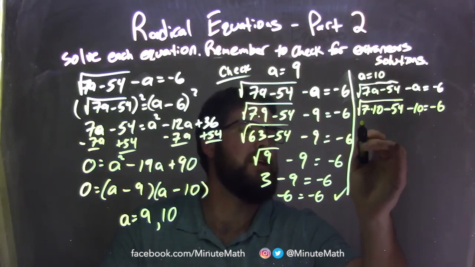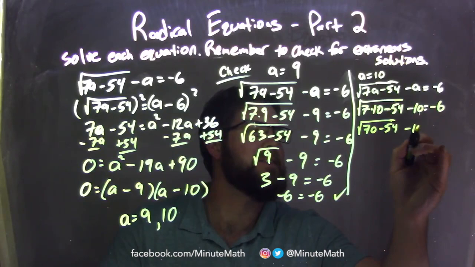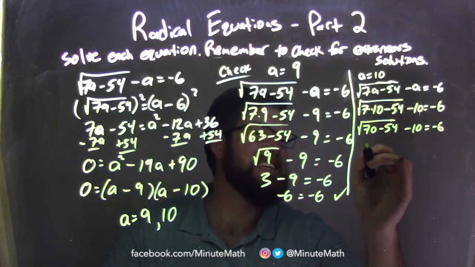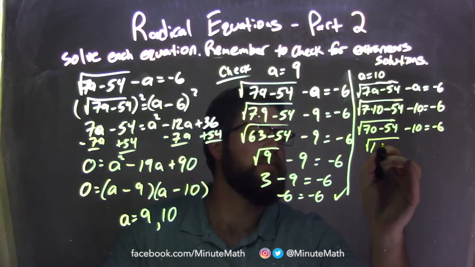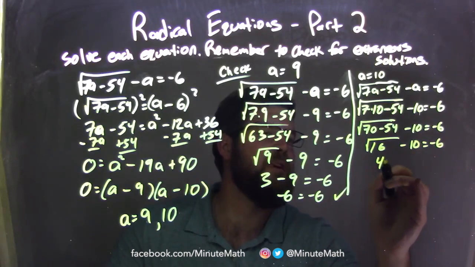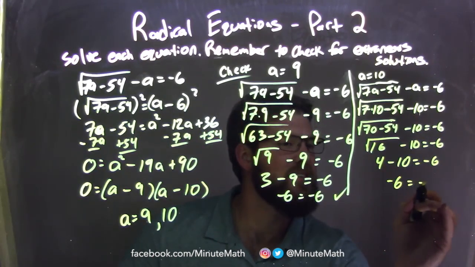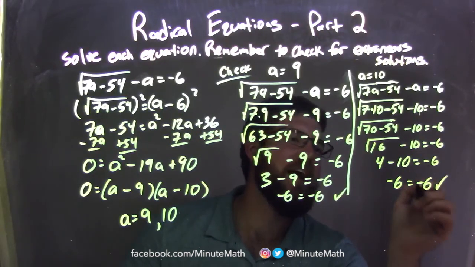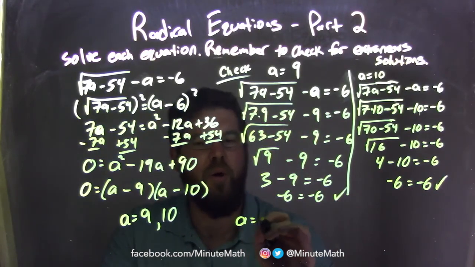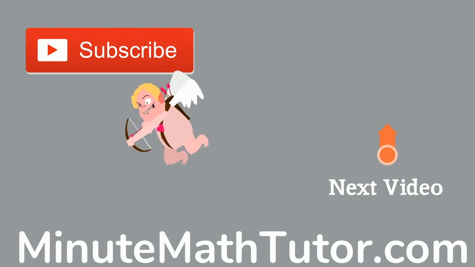So 7 times 10 is 70, so I have the square root of 70 minus 54, minus 10 equals negative 6. 70 minus 54 is 16, right? Yeah, 16. Minus 10 equals negative 6. Square root of 16 is 4, so I have 4 minus 10 equals negative 6. 4 minus 10 is negative 6. And negative 6 does in fact equal negative 6. My left and right hand sides are equal, so both of the solutions we found, 9 and 10, are true.